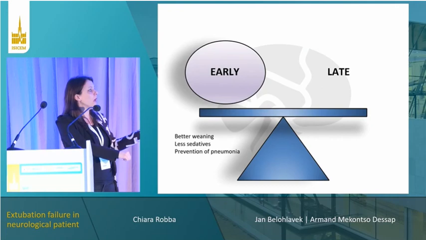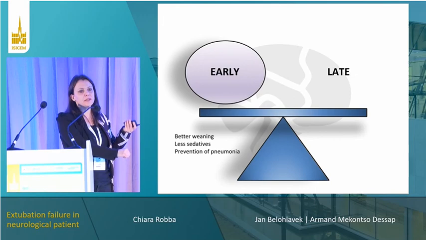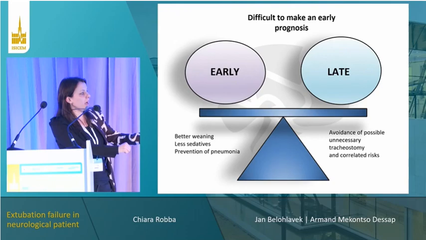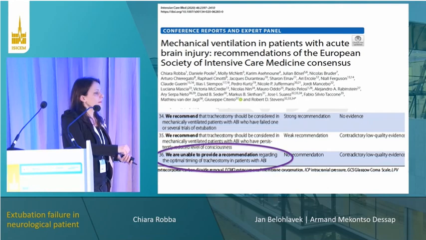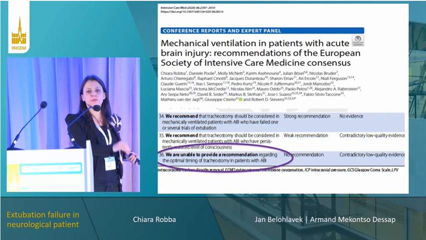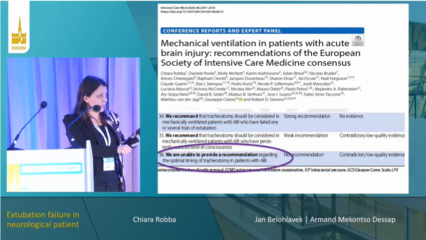When we decide about early tracheostomy, which can potentially help in a better weaning, in less need of sedatives, in the prevention of pneumonia, and on the other side, in the avoidance of a possible unnecessary tracheostomy, we are unable to provide any recommendation regarding the optimal timing of tracheostomy. Basically, this recommendation came from the fact that in the PICO question, in terms of outcome, we put the mortality and the neurological outcome. And I'm going to show you the evidence of this.